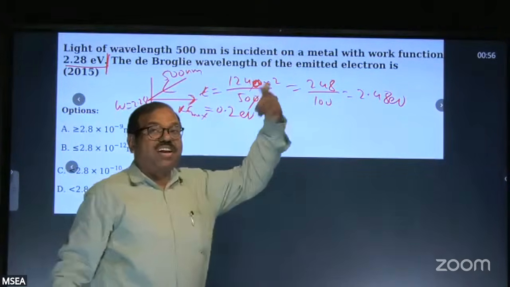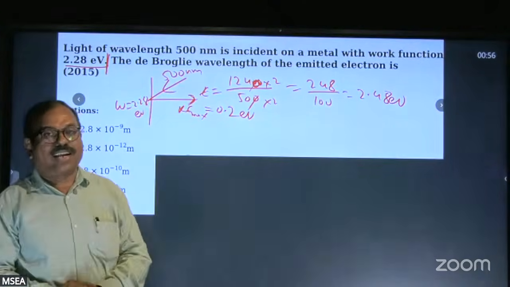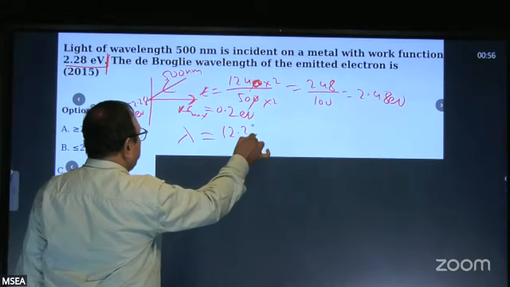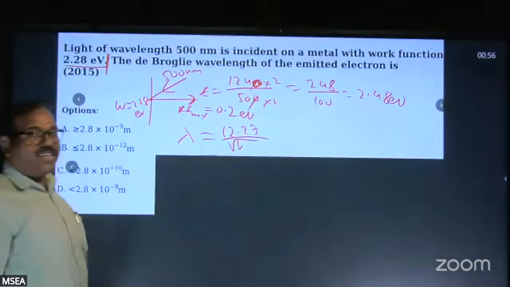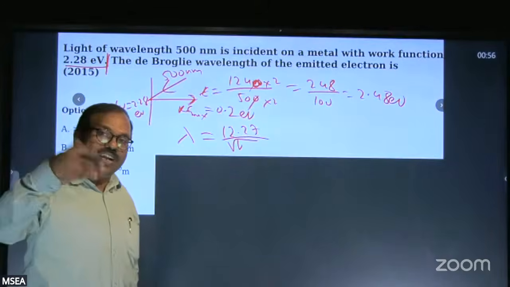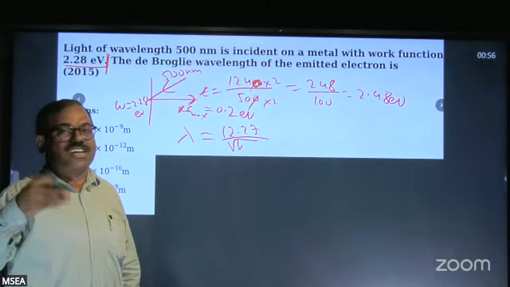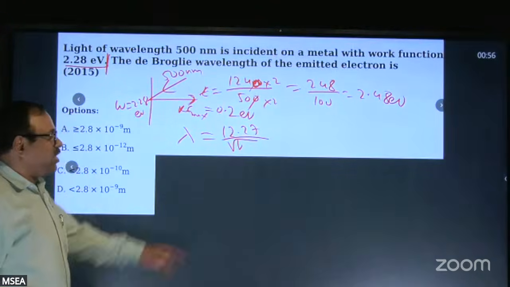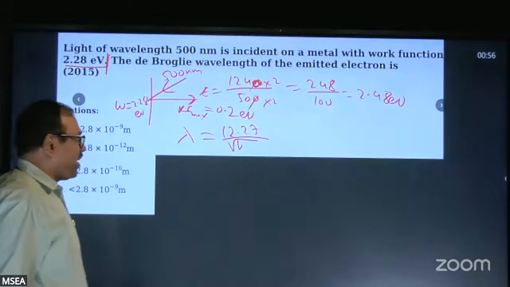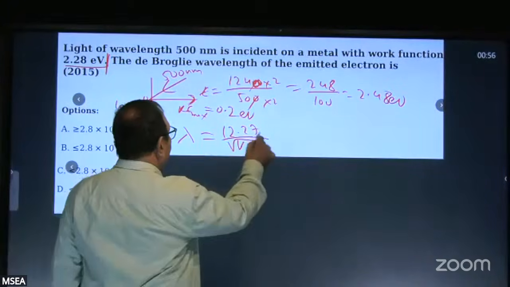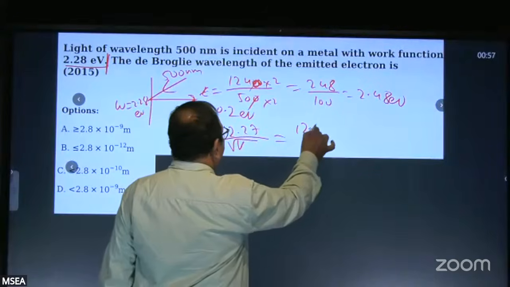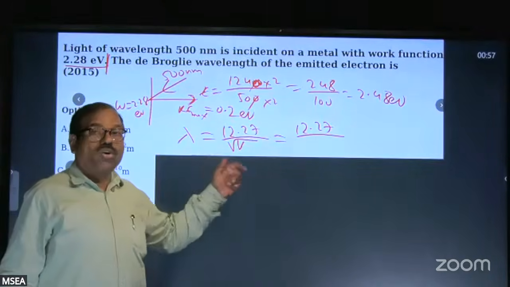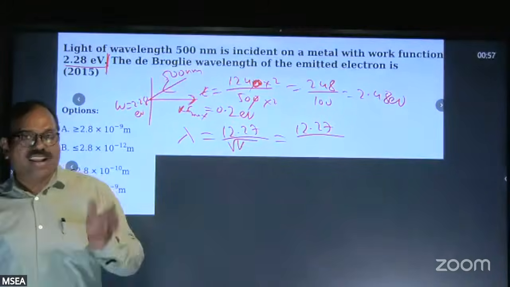Then what about the de Broglie wavelength of that electron? De Broglie wavelength for an electron is 12.27 by root V. We can also write it as root of 150 by V, because 12.27 whole square is nothing but 150. This is 12.27 divided by root V. I already told you that electron volts and volts are the same. 100 volts is nothing but 100 electron volts only.